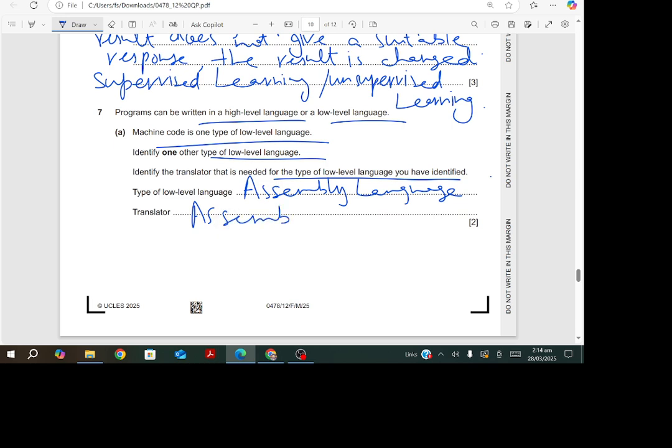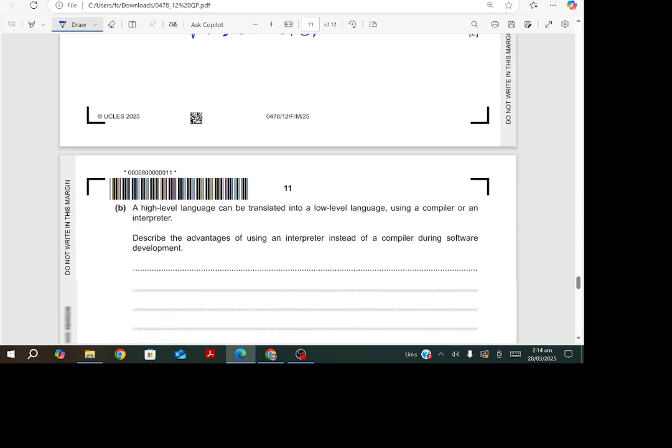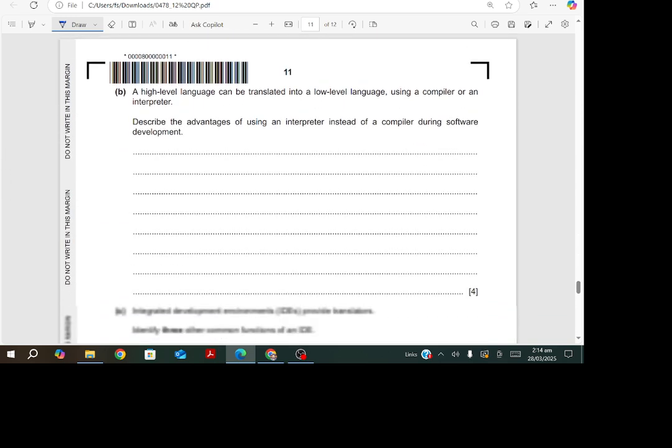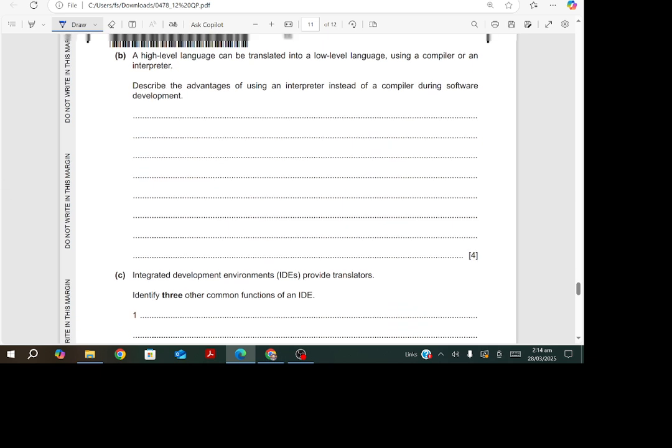This is a very easy paper. Till now, not even one challenging question has been asked. Maybe this one? No, no, no. This is also easy. A high level language can be translated using a compiler and an interpreter. Advantages of interpreter over compiler. In the previous past papers as well, this question has been asked.